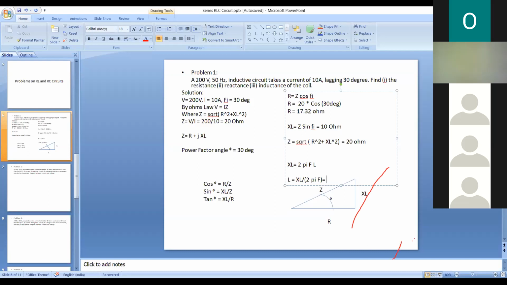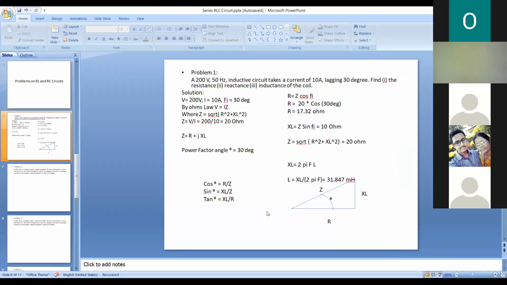31.85 millihenry, 0.0318. Yes, 31.847 millihenry. Okay, are you getting this? All right. So that's all. This is about problem 1: R the first part, XL the second part, and the inductance the third part. So this is how we solve AC circuit problems. All right. So this is the simplest problem.